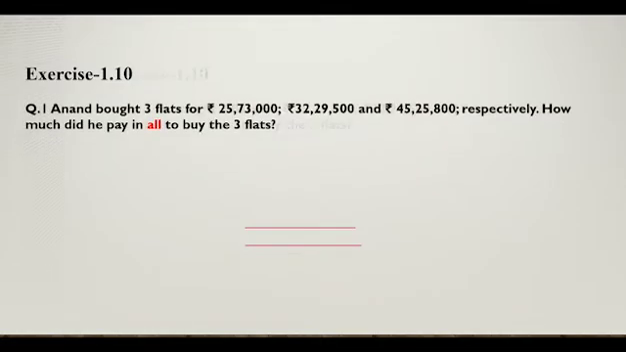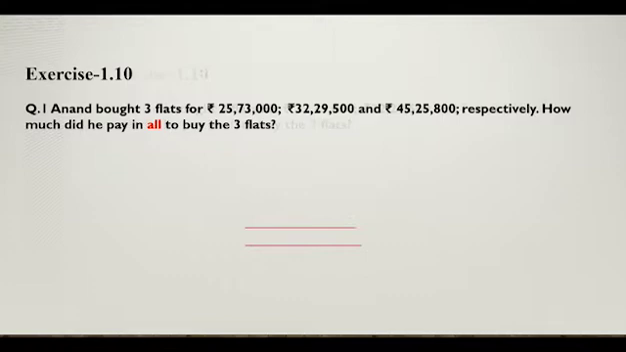Anand bought 3 flats for rupees 25 lakh 73,000, rupees 32 lakh 29,500 and rupees 45 lakh 25,800 respectively. How much did he pay in all to buy the 3 flats?